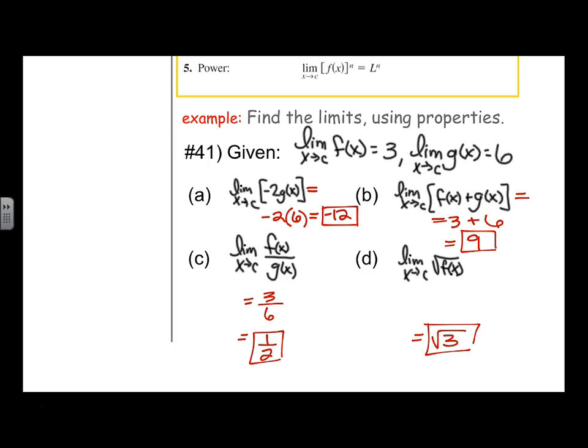I'm going to move this up because it's awkwardly just kind of chilling down way below. There we go. Let's keep going.